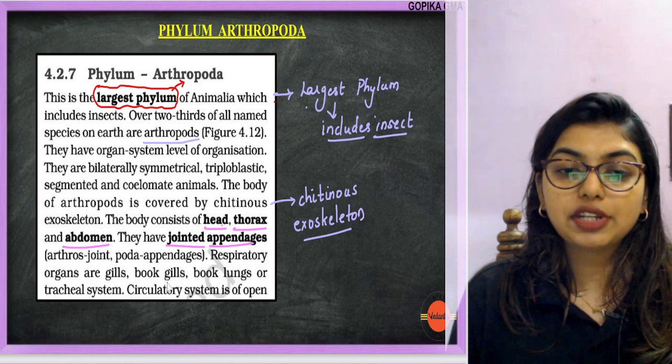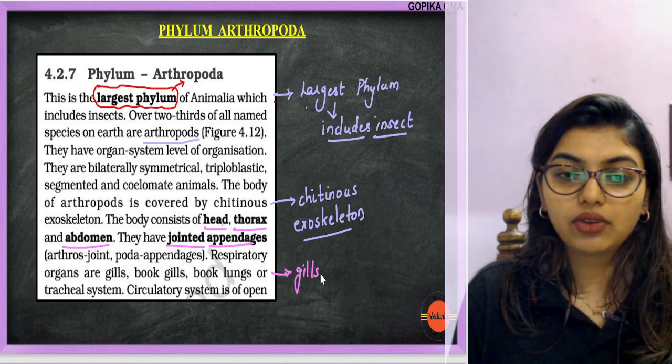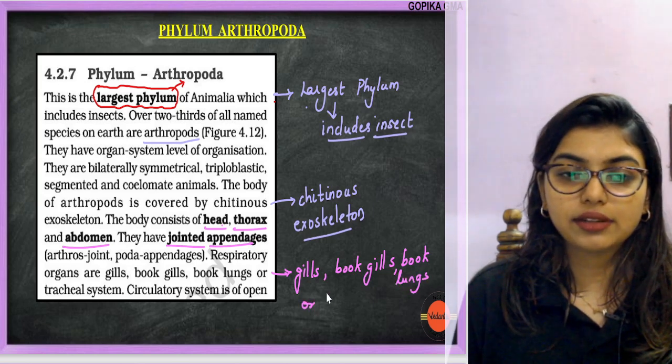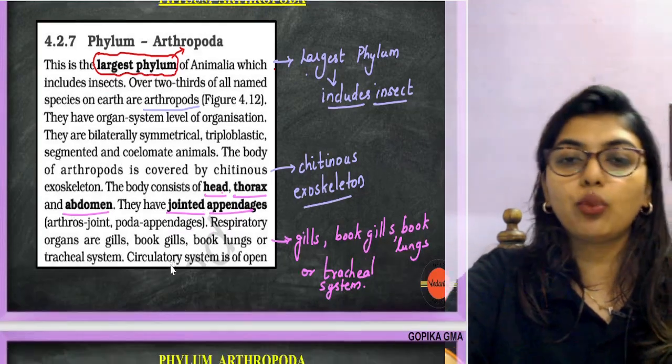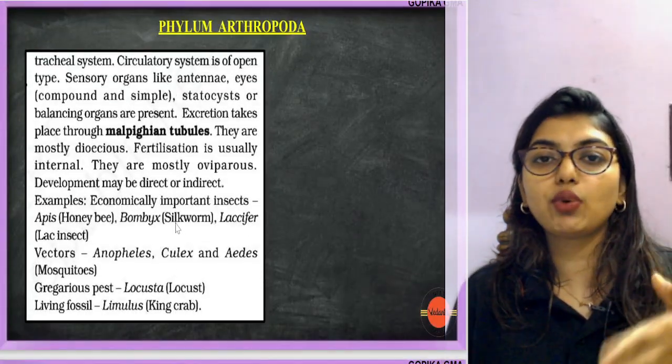Respiratory organs: gills are there, book lungs, or tracheal system. Now, the circulatory system is of open type. Yesterday we explained that also. Open type means the blood is flowing into the sinuses.